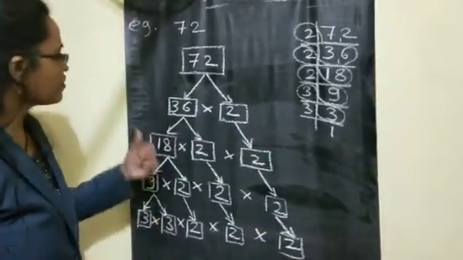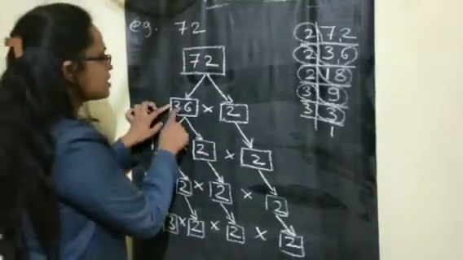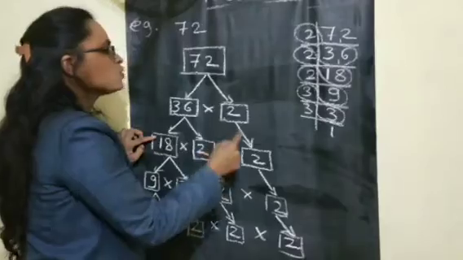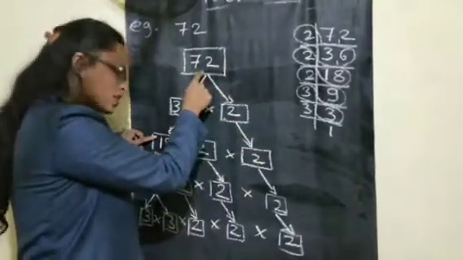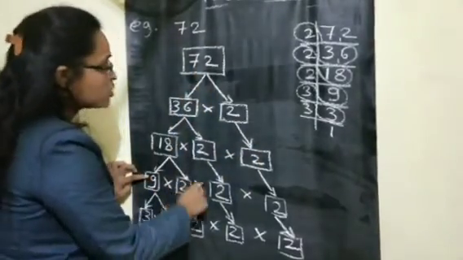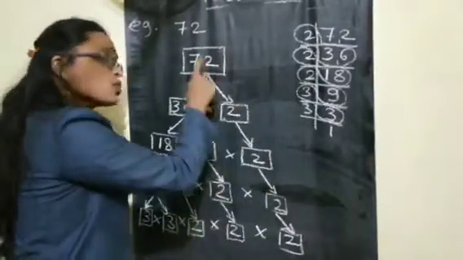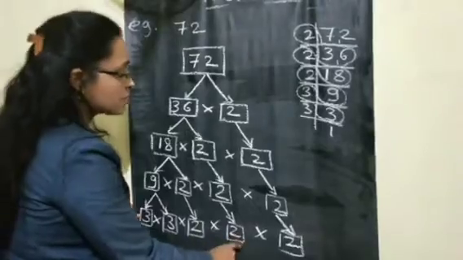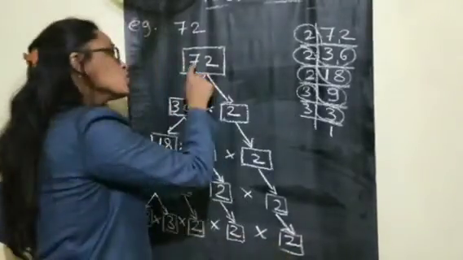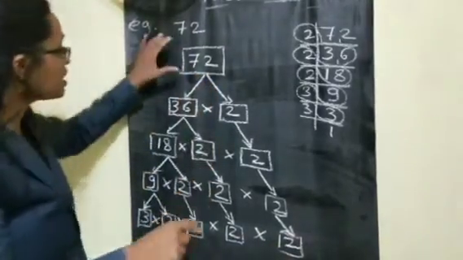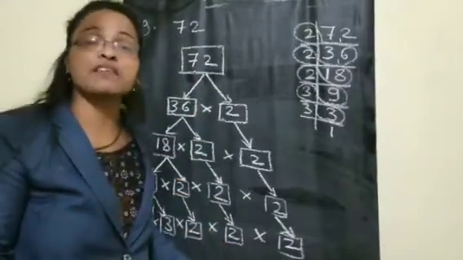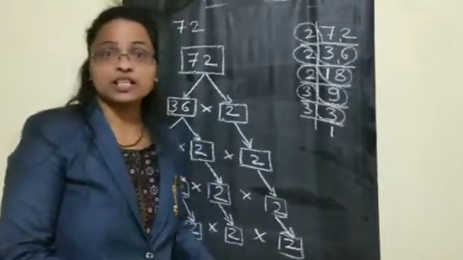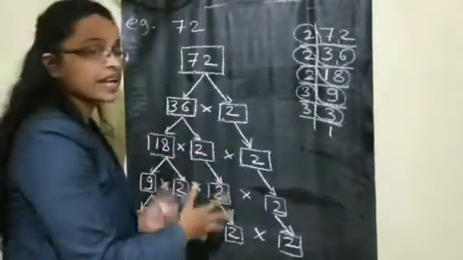Now if you see here 72, 36 multiplied by 2 you will get 72. 18 multiplied by 2 multiplied by 2 you are also getting 72. 9 multiplied by 2 multiplied by 2 multiplied by 2 you are also getting 72. And 3 multiplied by 3 multiplied by 2 multiplied by 2 multiplied by 2 you are also getting 72. It means the big number we are splitting into small prime factors at the last. Okay, understood? So like this you have to draw the factor tree.